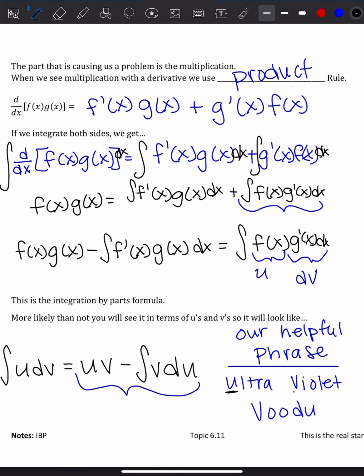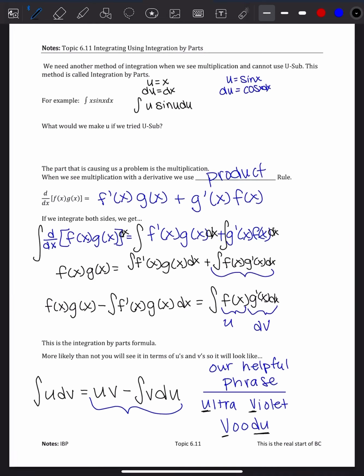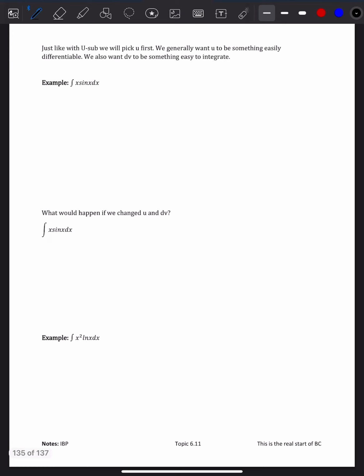u times v du. So it's more of just to help us know which letters go where as we're trying to do this. So when we start out, we're going to be using ultraviolet voodoo a lot. And honestly, anytime I do an integration by parts problem, I automatically think of ultraviolet voodoo. So let's look at an example of what that would look like.